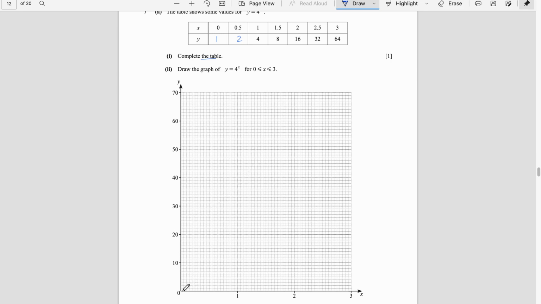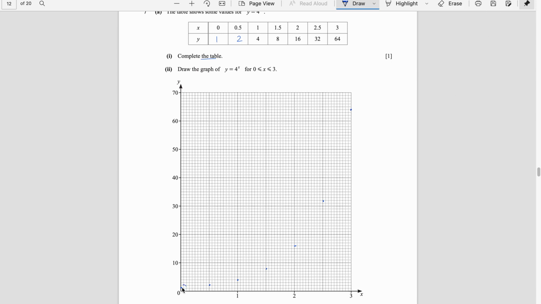At 0 we have 1. At 0.5 it is 2. At 1 it is 4. At 1.5 it is 8. 2 is 16. 2.5 is 32. At 3 it is 64.